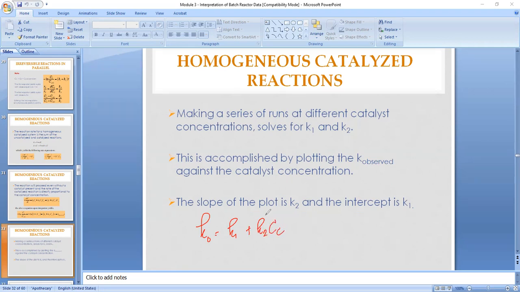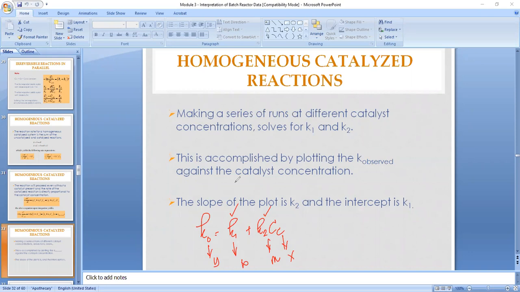Okay? Now, it says here, you plot the K observed against the catalyst concentration, and you'll be able to get the values of K sub 1 and K sub 2. How is that? So this is your y, this is your x, this is your m, and this is your b. So for that line that you have plotted, the slope of the best fit line represents the rate constant for the catalyzed reaction, that is K sub 2, and the y-intercept represents K sub 1, the rate constant for the uncatalyzed reaction. That is if you're going to do it graphically.